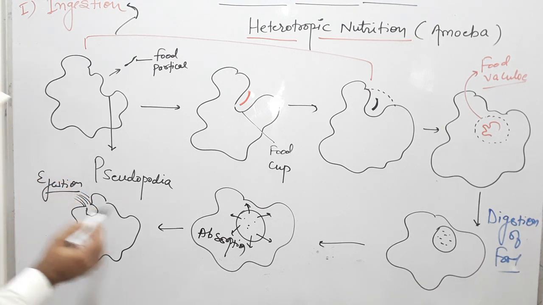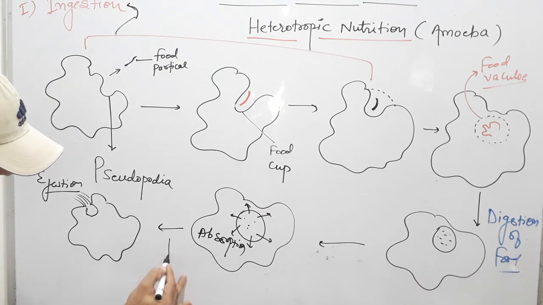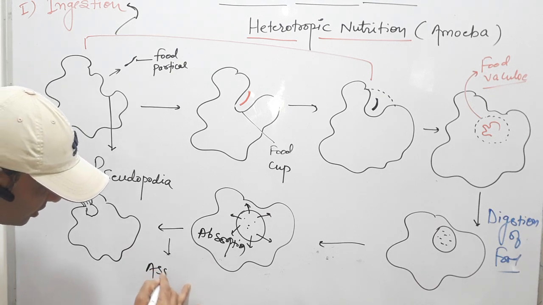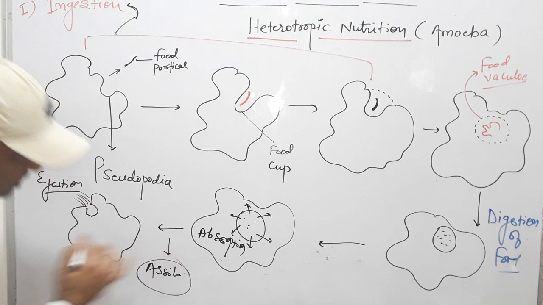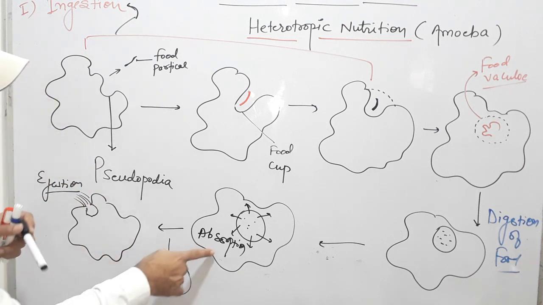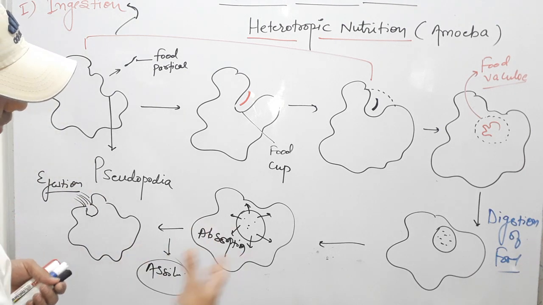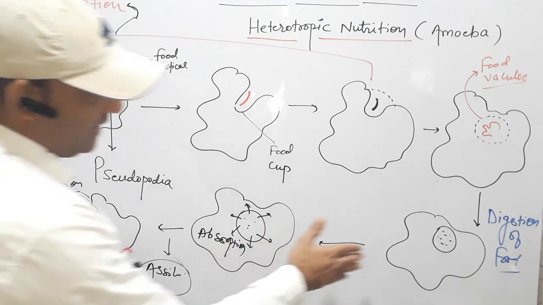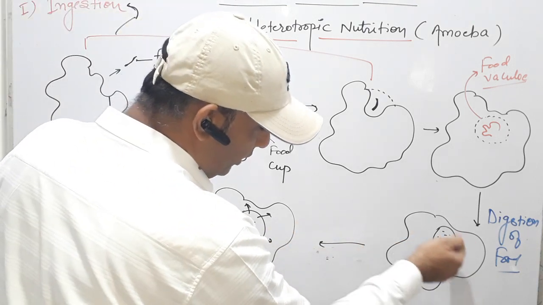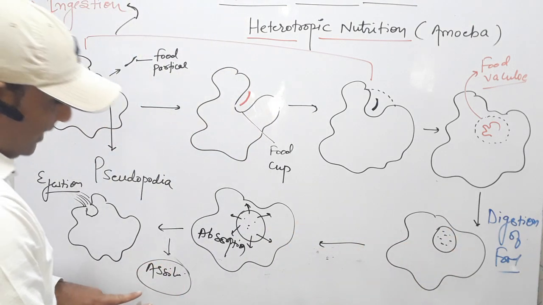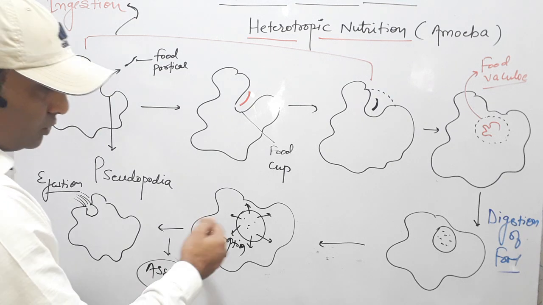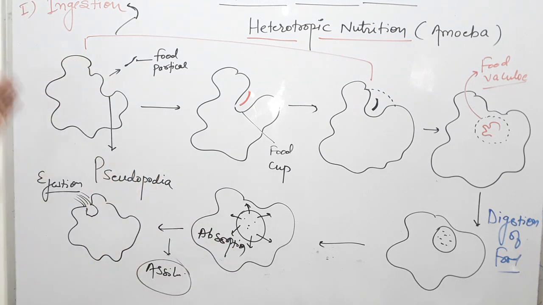Clear? So between absorption and egestion, one step is also involved, which is called assimilation. In assimilation, the digested food particles now join and convert into macromolecules, because digestion converts macromolecules into micromolecules. Now assimilation converts the micromolecules into macromolecules. So it is the diagrammatic view of the explanation of heterotrophic nutrition in amoeba.